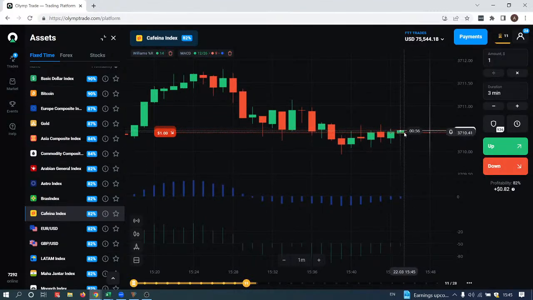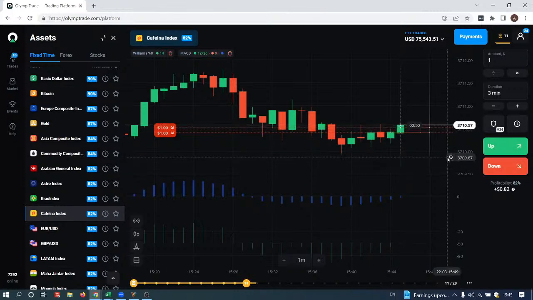You don't need to wait for the beginning of a candlestick. You don't need to wait for, say, the 15th second of each candlestick. No, you just open trades.